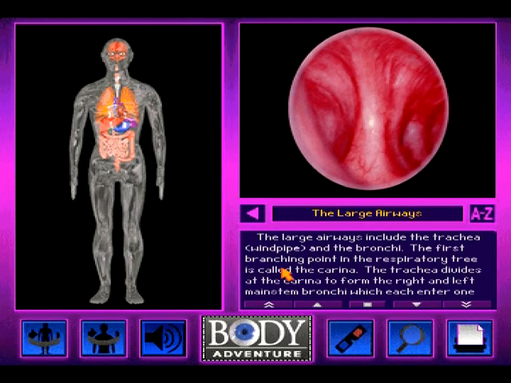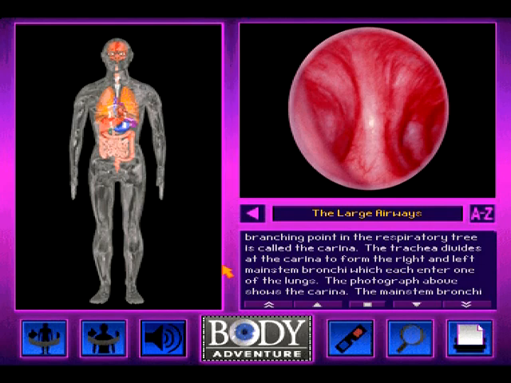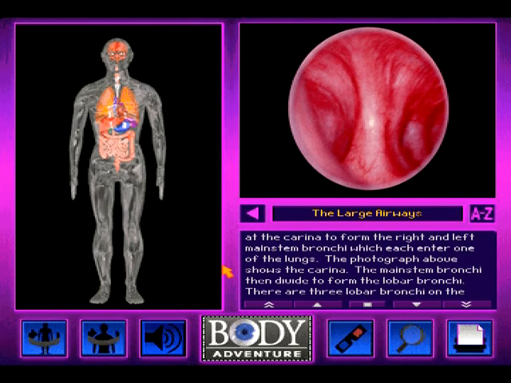The large airways. The large airways include the trachea, windpipe, and the bronchi. The first branching point in the respiratory tree is called the carina. The trachea divides at the carina to form the right and left main stem bronchi, which each enter one of the lungs. The photograph above shows the carina.